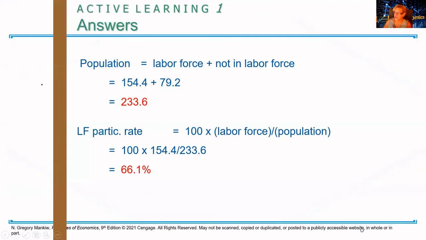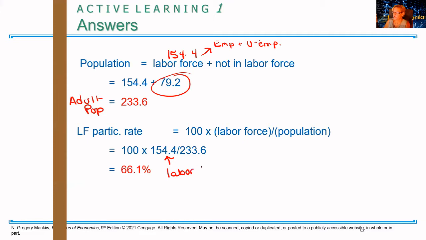So here's the calculations. Again, what we did was we took that labor force, the one that we calculated previously in a different objective, but it's also the number of people employed plus unemployed. Okay, and then we added in the people that are not in the labor force to get the adult population. Labor force participation rate is the labor force from our previous objective divided by the population times 100, expressed as a percentage.